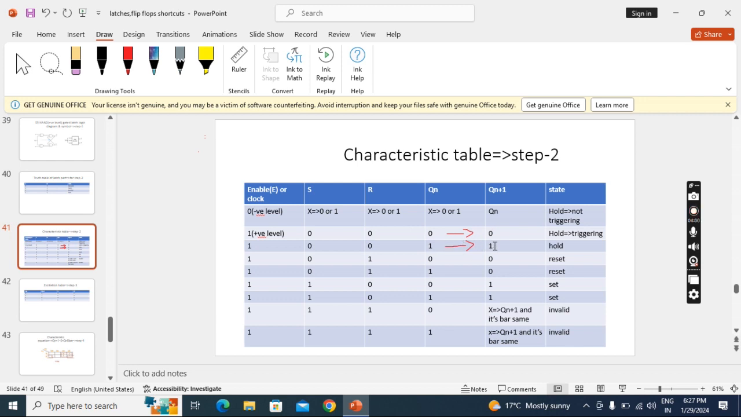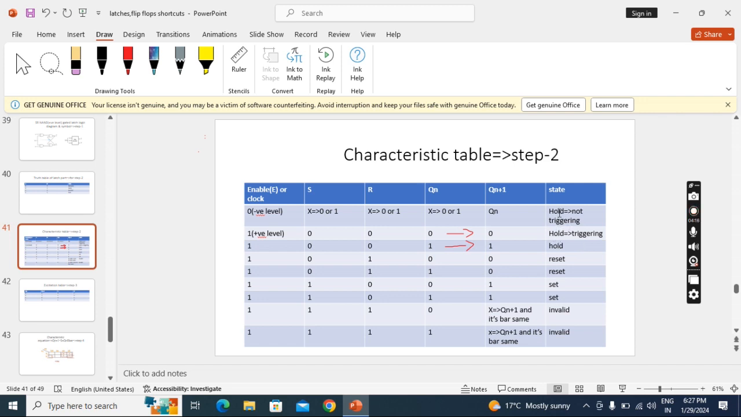So that's why the Qn plus 1 value is also becoming 1. This is called hold. 0 is there, 0 is coming, so hold. 1 is there, 1 is coming, so hold. But what's the difference between this hold and these two holds?